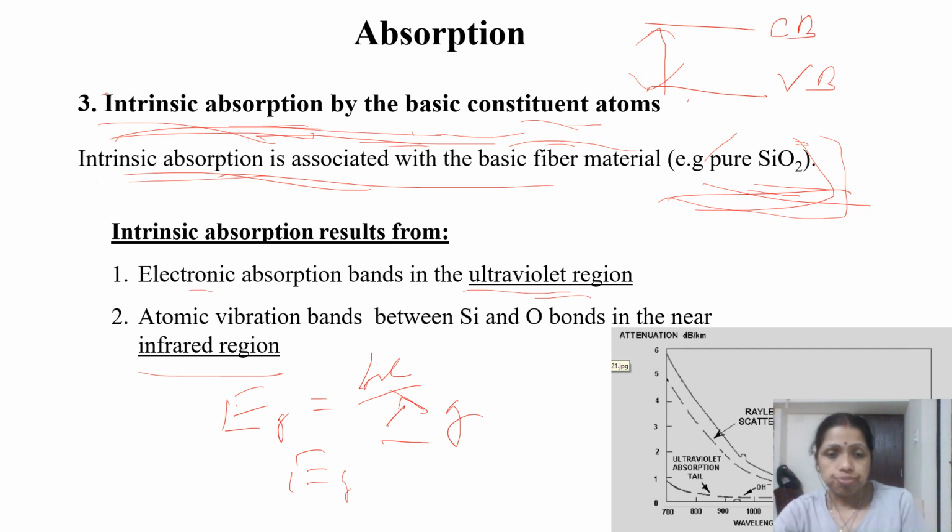Okay. And there is another concept, that is in the silicon oxide, some lattice vibration is also there. Due to the lattice vibration, the electron can get energy from the near environment, and it can be excited and go to the conduction band. So for this reason, in the near infrared region also the absorption may happen.